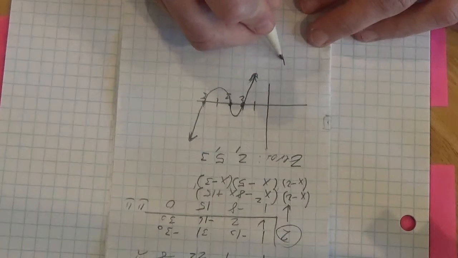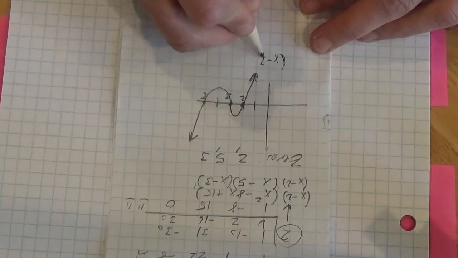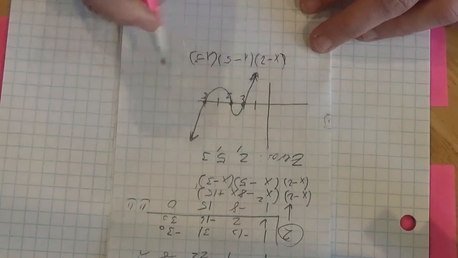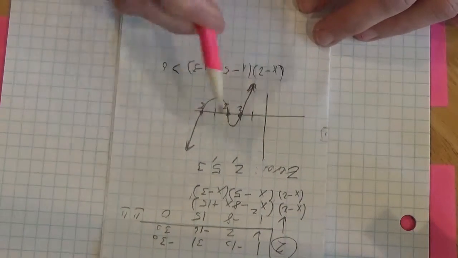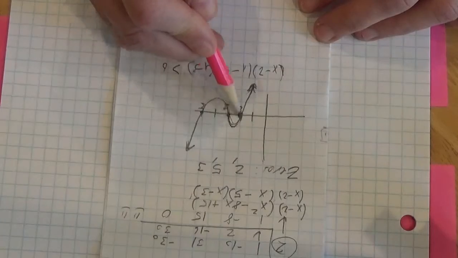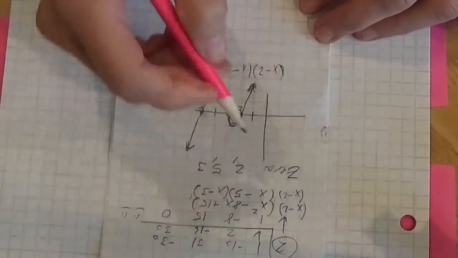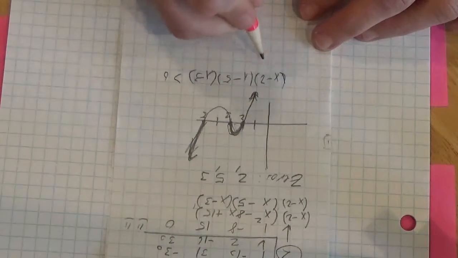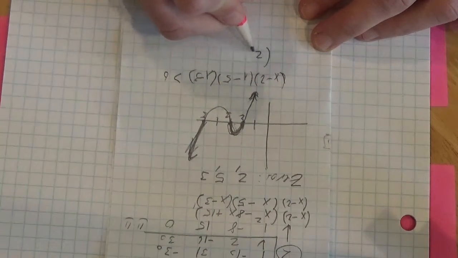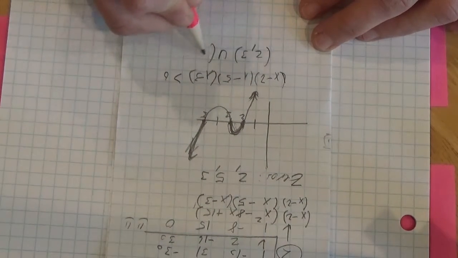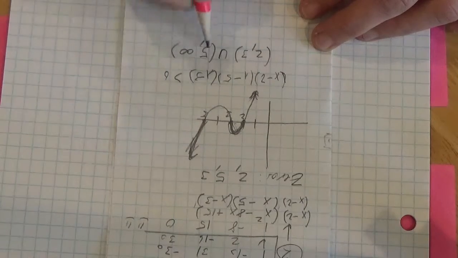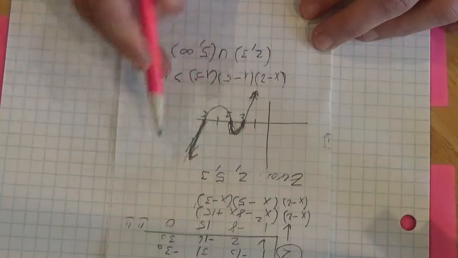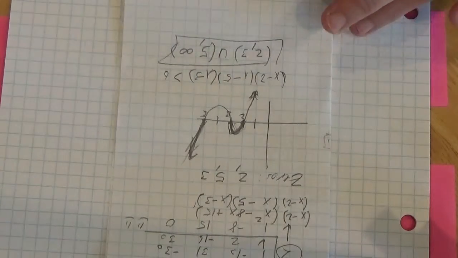And then the second question they wanted was when it was greater than 0. And I can tell that it's greater than 0 above the x-axis here and here. So I can go ahead and say that between 2 and 3, and for x's starting at 5 and going to infinity, the y values will be positive. So that answers that part.